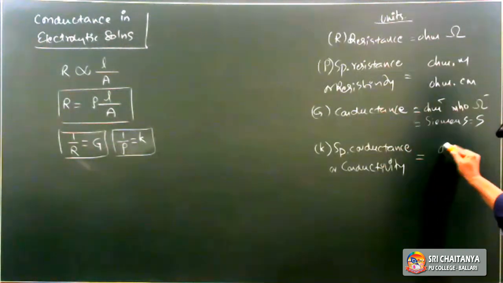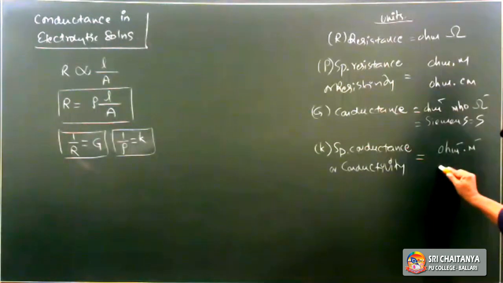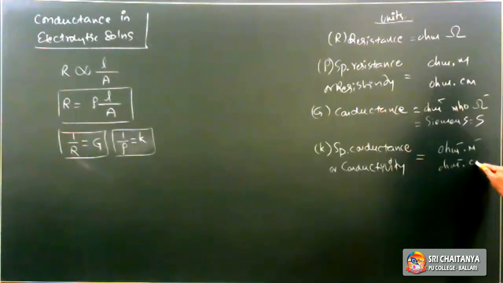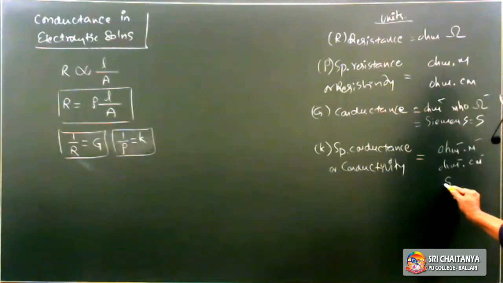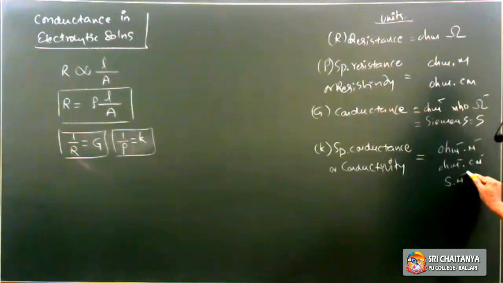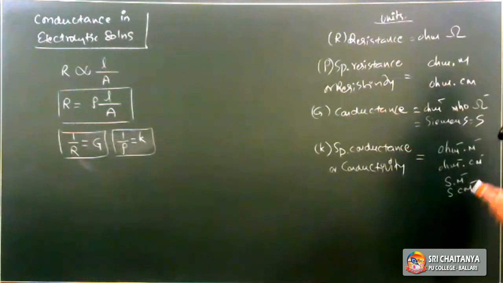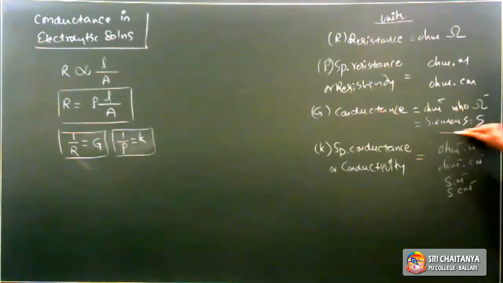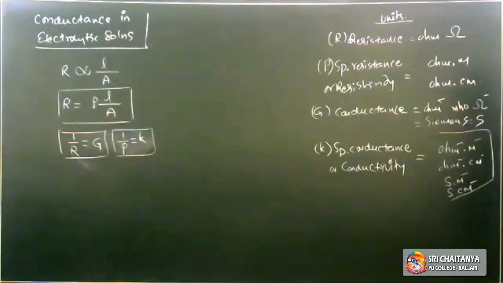So what are the units? Ohm inverse, meter inverse. Ohm inverse, centimeter inverse. Otherwise, ohm inverse means Siemens per meter, Siemens per centimeter, like this. These are the units for specific conductance.